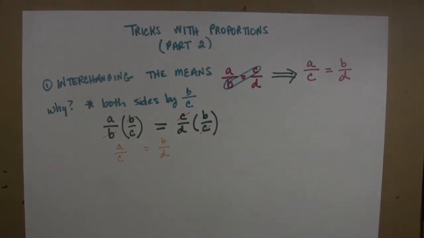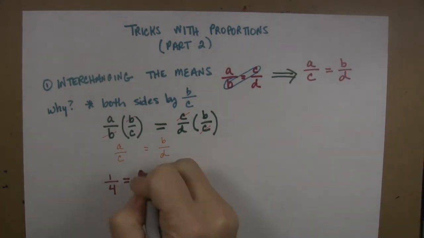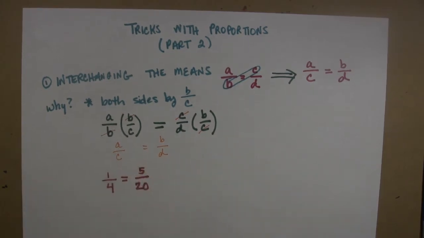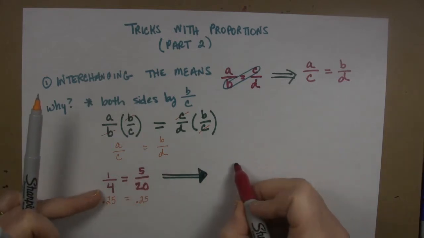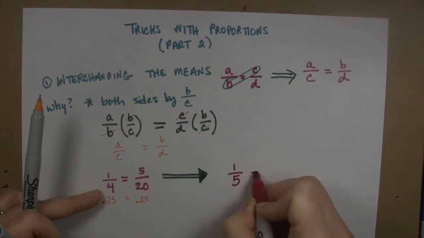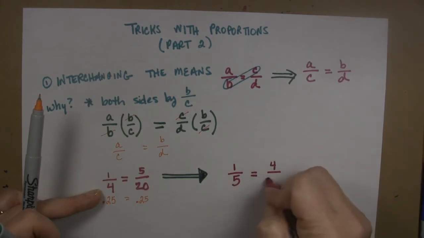Let's put in a couple of numbers and just prove to ourselves that this is actually a legit maneuver. So let's say for A over B, we have 1 over 4. And that equals C over D, which is 5 over 20. And before we go any farther, let's just prove to ourselves that that is correct. So either in your head or with your calculator, you know that 1/4 is the same as 0.25. And 5 over 20 reduces to 1/4, and that also equals 0.25. So we are convinced that this is a true statement. So what interchanging the means allows us to do is flip the 4 and the 5. So it becomes 1/5 equals 4 over 20.